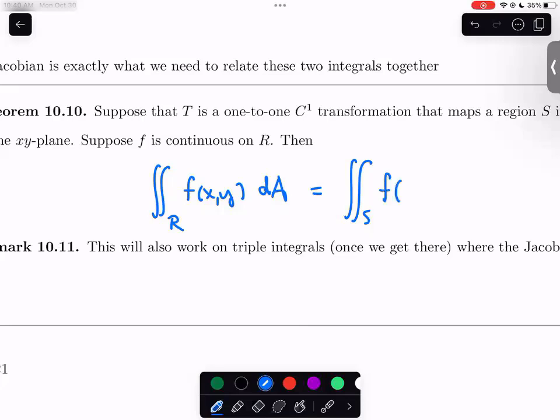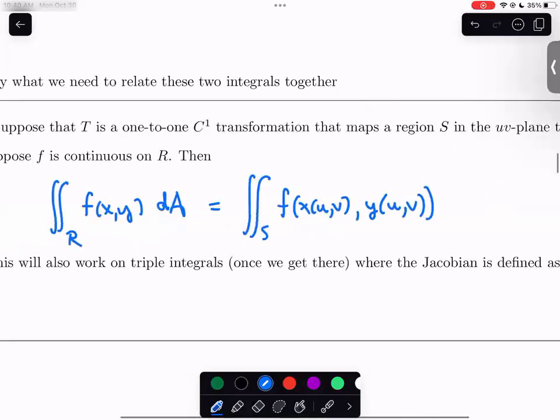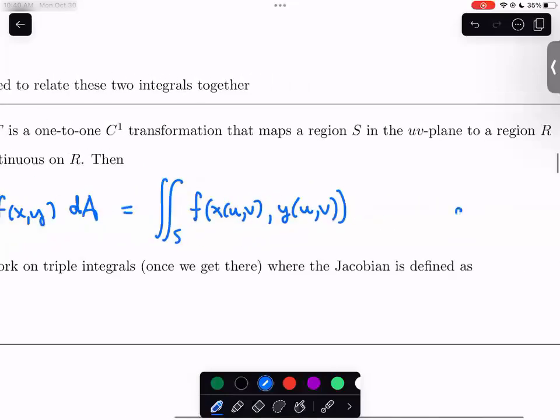We're going to have u's and v's here. So everywhere we see an x, we're going to plug in our x transformation. Everywhere we see a y, we're going to plug in our y transformation. So that way we have all u's and v's there. We're going to have our dv and du. And then the piece that we were missing before is exactly this Jacobian. And we need to make sure it's positive, so it's actually going to be the absolute value of our Jacobian.